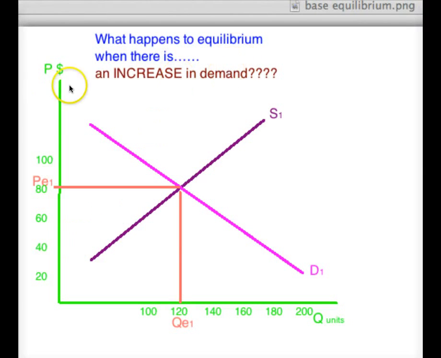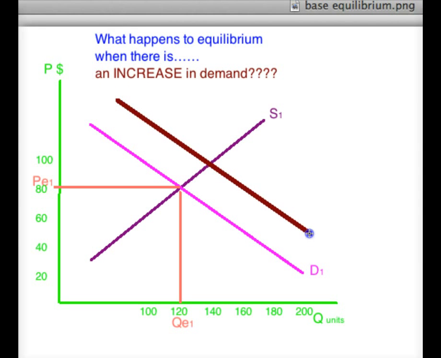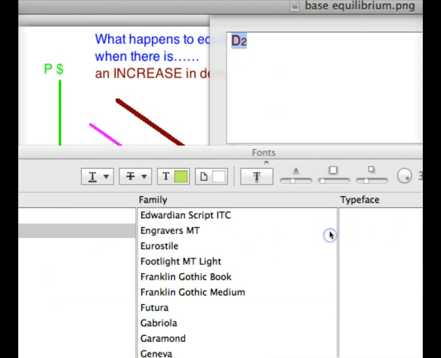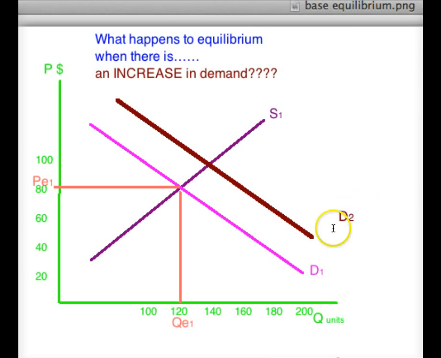Equilibrium when there is an increase in demand. To find out, we draw ourselves a new demand curve, and we'll label that demand curve. So if we look at the old equilibrium, using the original demand curve and original supply curve, we can see that the equilibrium quantity was sitting at 120 and the equilibrium price was $80.